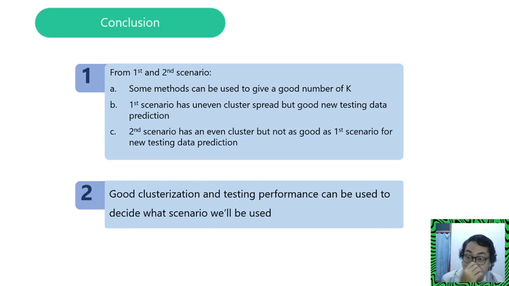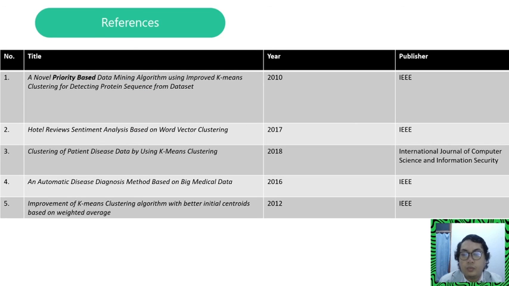Conclusion. From the first and second scenarios, some methods can be used to give a good number of k. The first scenario has an uneven cluster spread but good prediction of new testing data. And then the second scenario has an even cluster spread but is not as good as the first scenario for new testing data prediction. And then good clusterization and testing performance can be used to decide which scenario will be used.